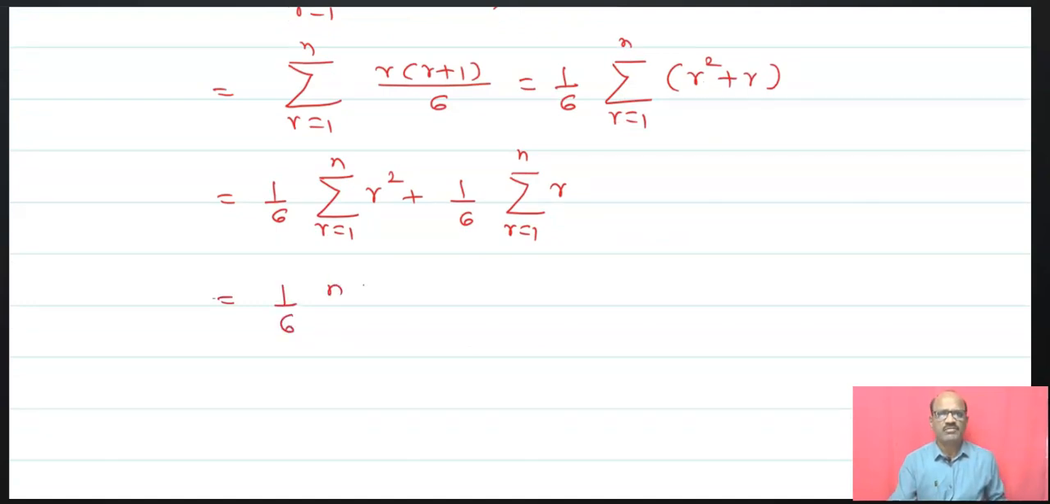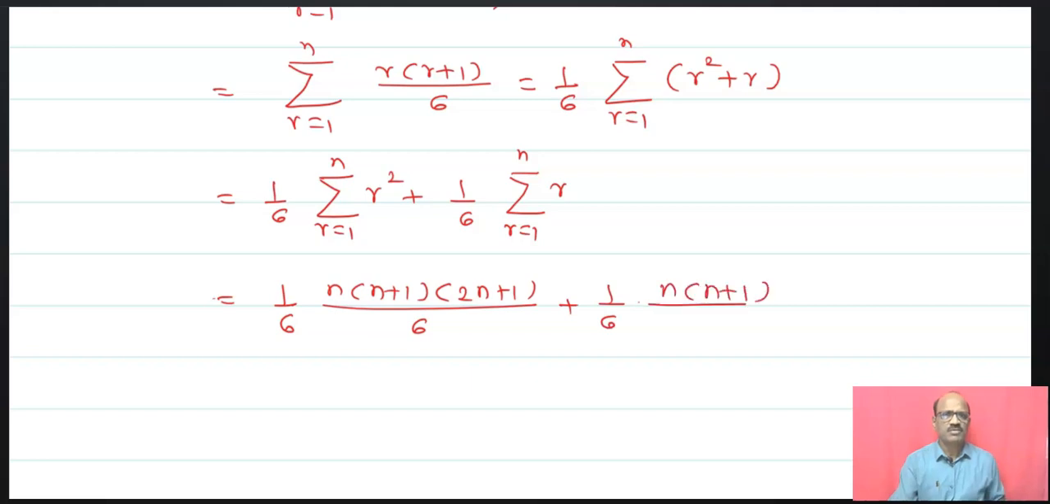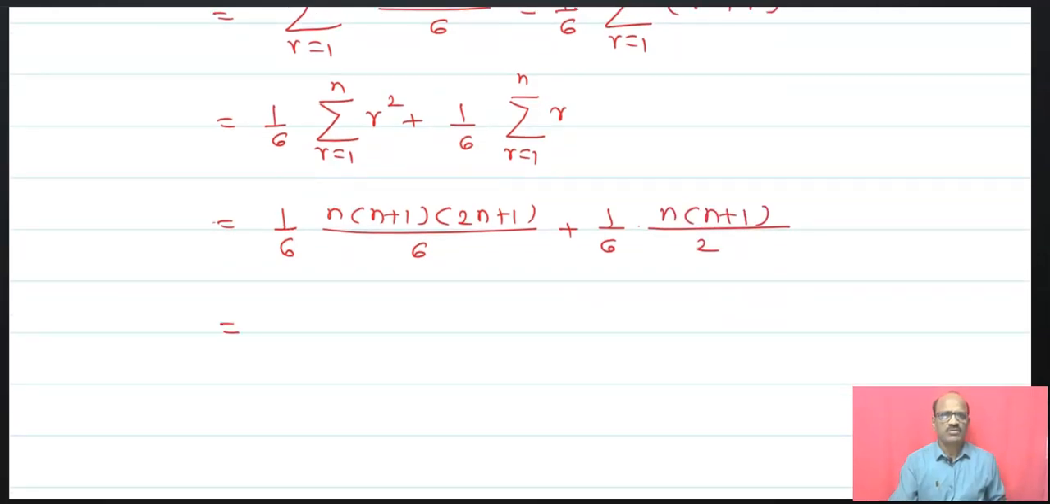And now here we will apply the formula for the summation of R. So it is N into N plus 1 into 2N plus 1 upon 6 here. And here is N into N plus 1 upon 2. Now see this. Plus 1 upon 6 N into N plus 1 upon 2. Now here we have substituted the formula. You can write down this.